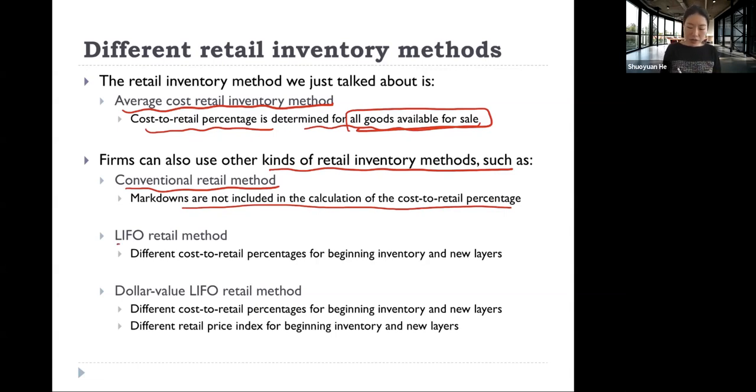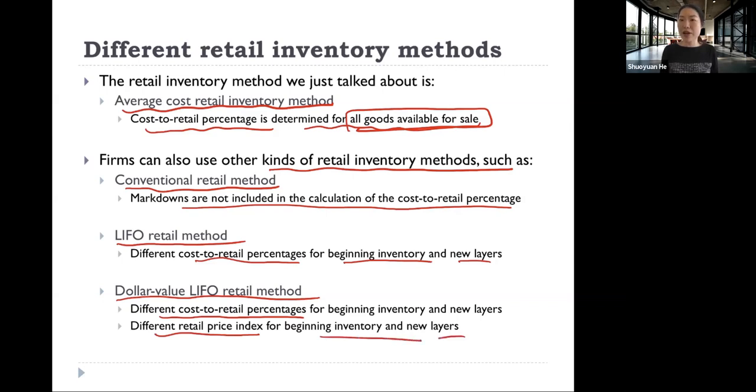And the firm can also use the LIFO retail method. Under this method, we have different cost to retail percentages for beginning inventory and new layers of inventory. So it's a little bit different as well, but the basic idea is still the same. And the firm can also use the dollar value LIFO retail inventory method. So we have different cost to retail percentages for beginning inventory and new layers, and different retail price indexes for beginning inventory and new layers. So it's also a little bit more complicated, but the basic idea is still the same.